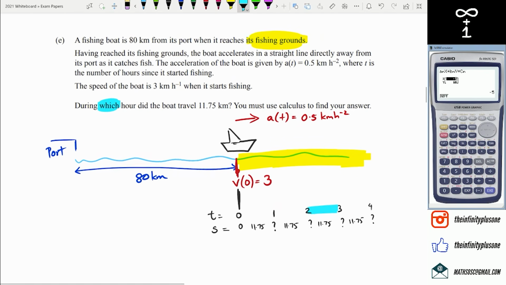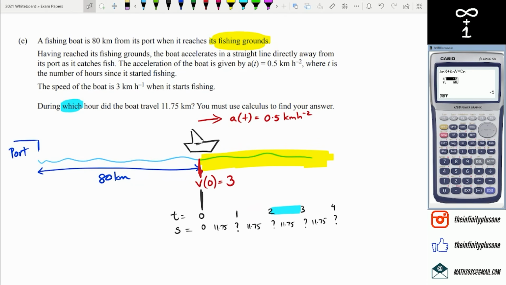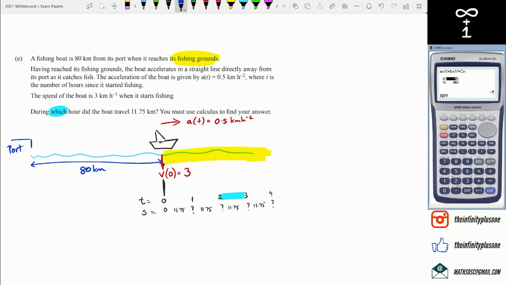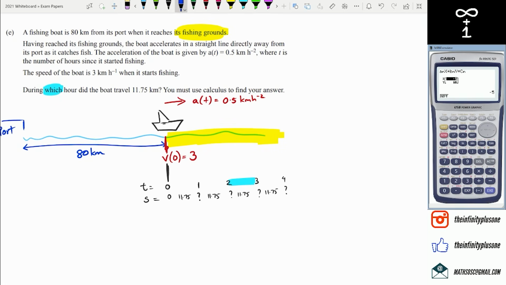Okay, so what are some of the things that we need to get there? We actually need the distance formula. We've got the acceleration formula, so we're going to use that first. The acceleration formula right now is a of t is 0.5. Now we know that when we integrate acceleration, we're going to get velocity. So velocity given time is 0.5t plus c.